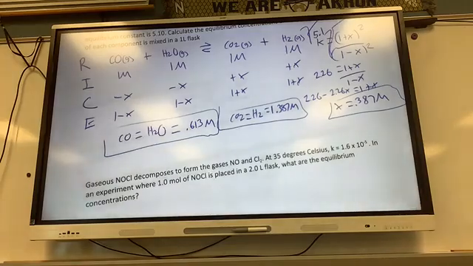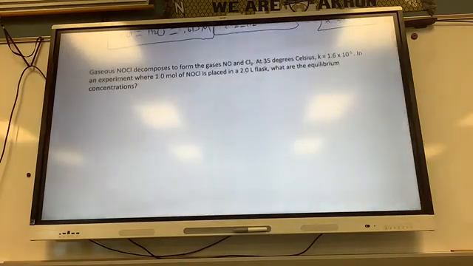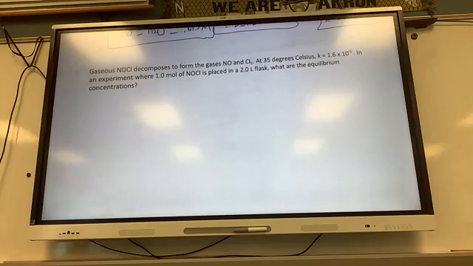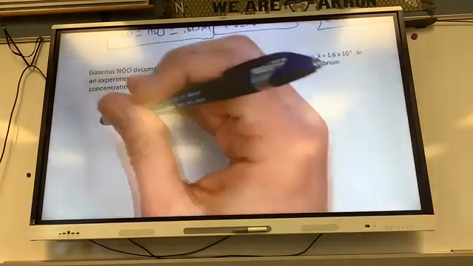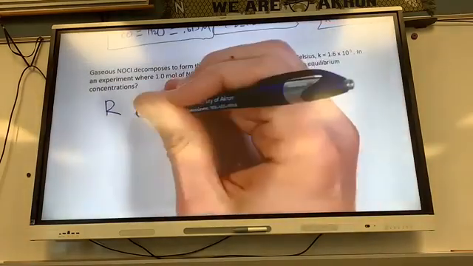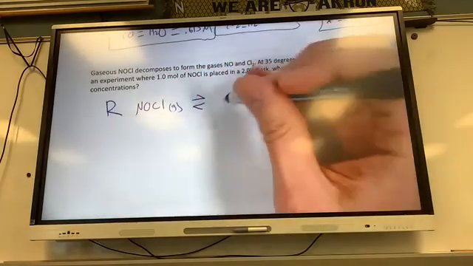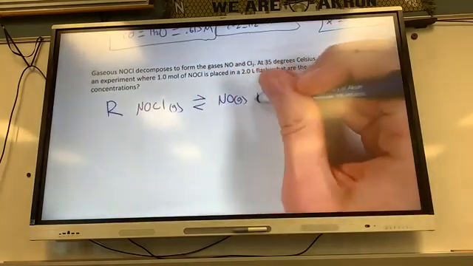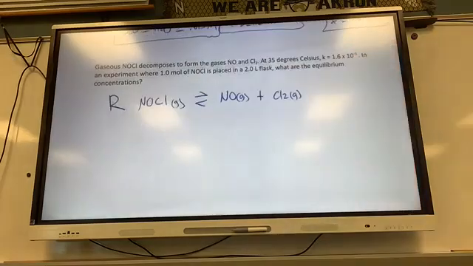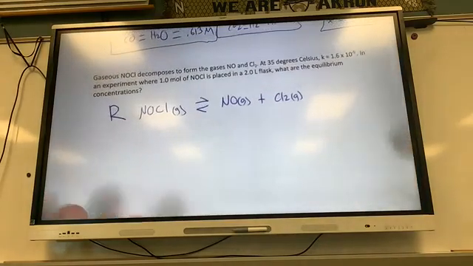This last one is probably the most important example I can give you. Because you'll see. Gaseous NOCl decomposes to form the gases NO and Cl2. Step 1: write the reaction. So NOCl gas decomposes to form NO gas plus Cl2 gas. Okay. At 35 degrees Celsius, I got a K. In an experiment where 1 mole of NOCl is placed in a 2-liter flask, what are the equilibrium concentrations?